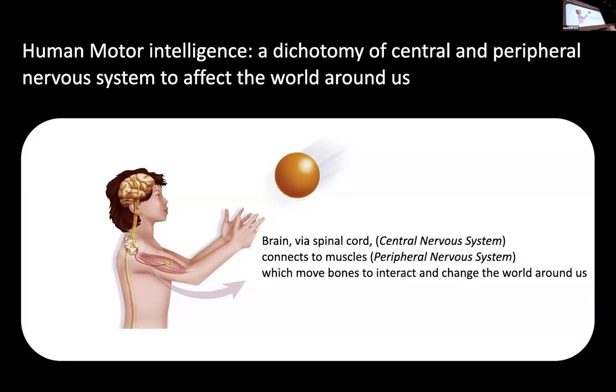Well, what we are after is understanding human motor intelligence. And human motor intelligence is the dichotomy of the central nervous system, brain and spinal cord, and the peripheral nervous system, muscle and bones. Through the activation of the peripheral nervous system, we can manipulate, engage, and interact with the world. This is the final goal of humans, to interact with the world. But we need to understand how our control system, the central nervous system, manages to do that.